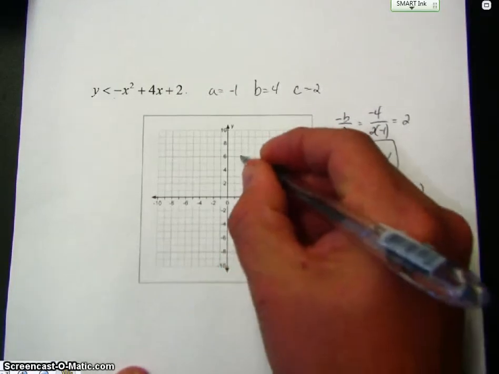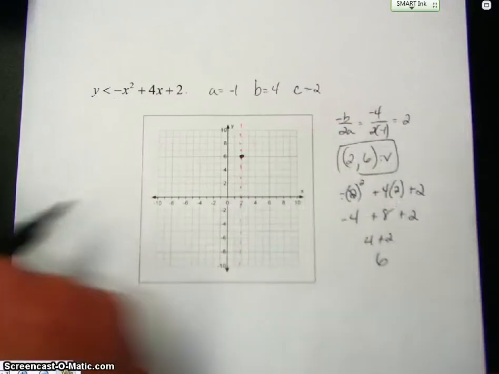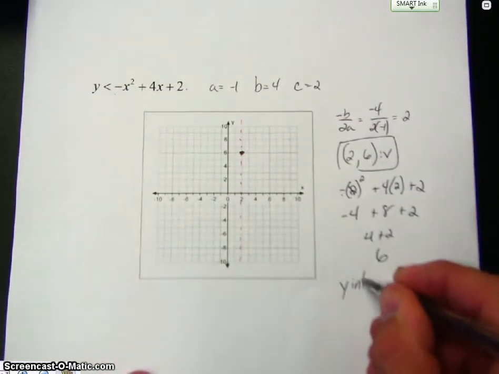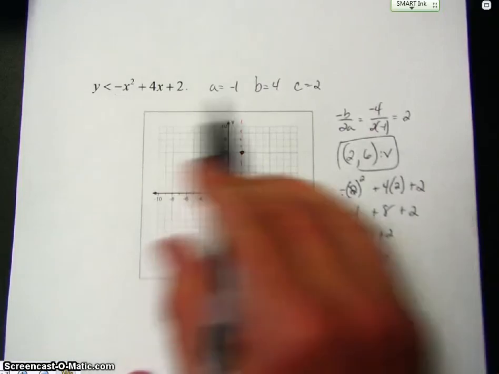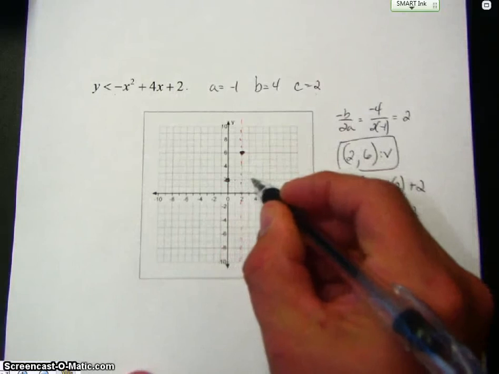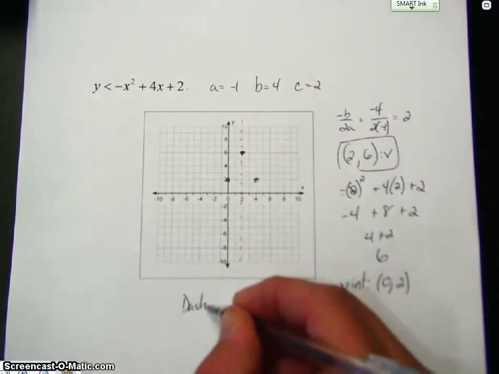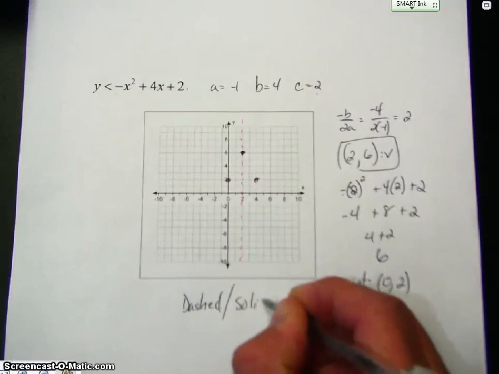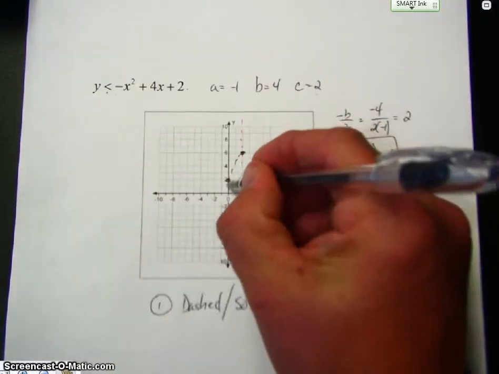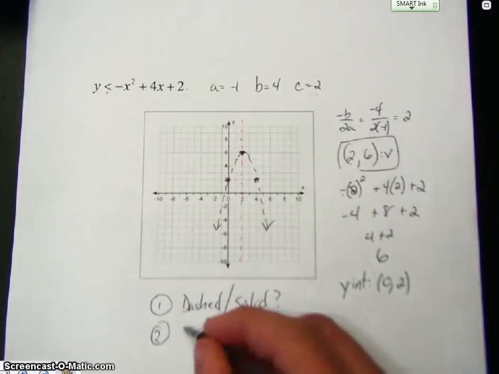2, 6. All right, drawing my axis of symmetry. Y-intercept would be 0, c is 2, and reflect it over. All right, is it dashed or solid? First question. In this case, there's no equals, so it's dashed. Two, now I shade.